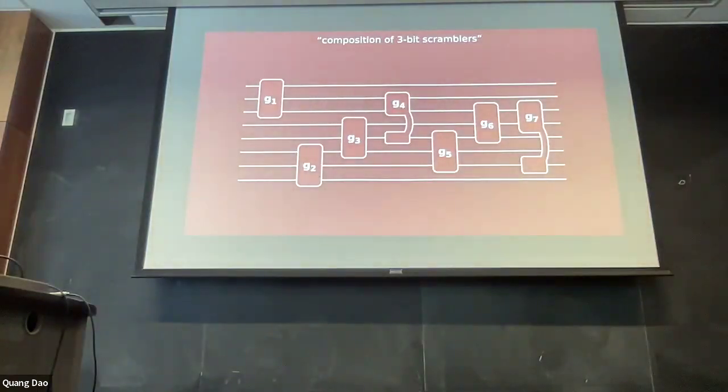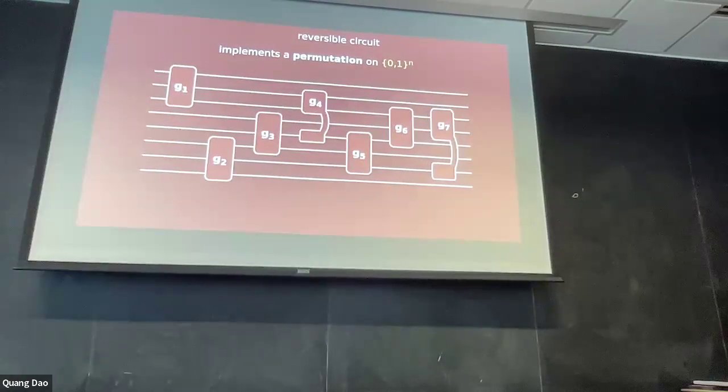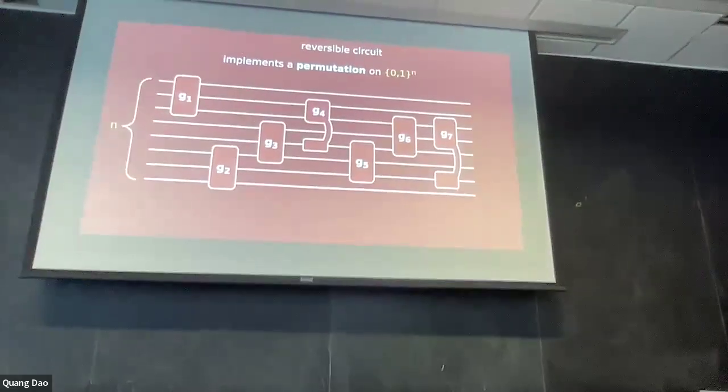This is a picture of maybe a composition of 3-bit scramblers, or as I would call it, a classical reversible circuit. Classical refers to not quantum actually, but let's just call it a reversible circuit. So the picture here is a kind of circuit from basic complexity that implements a permutation on n-bit strings. How does it work?